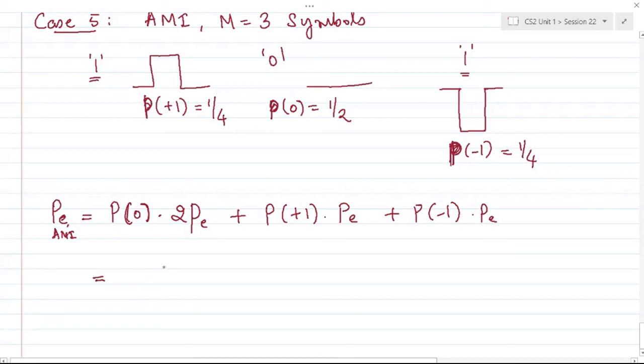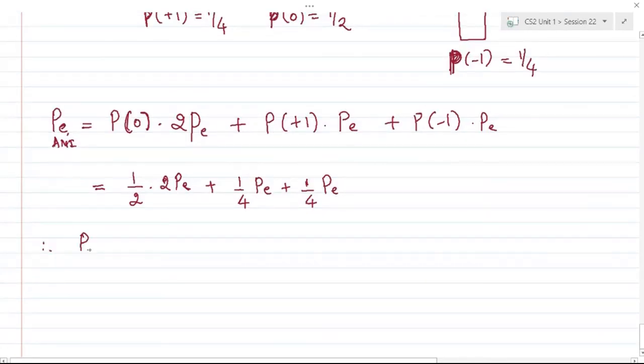Right. So if I try to substitute all these probabilities, probability of 0 is half times twice PE, plus probability of +1 is 1/4 into PE, plus 1/4 into PE. And hence you can say that the probability of error for the AMI scheme is what? The 2 gets cancelled. This is half. So this is 3/2 times PE. I can say, to be specific, this is the probability of error of unipolar.